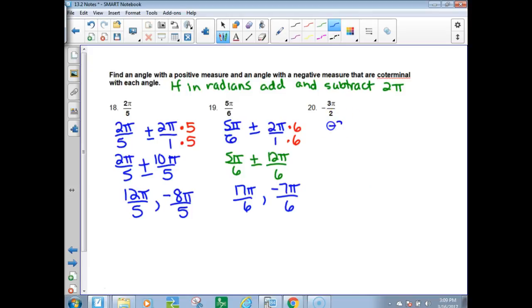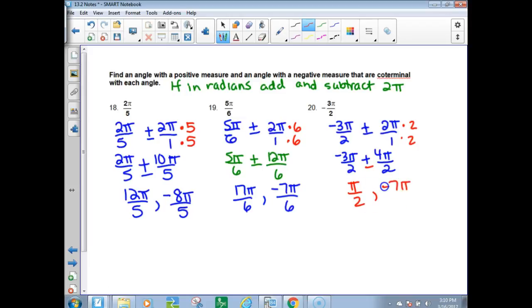All right, now, last one, negative 3 pi over 2 plus or minus 2 pi. I'm going to multiply this one by what? 2, top and bottom. Okay, I'm really showing all this work. I know some of you may have been able to write less than this, but I want it to be explained and shown clearly. Negative 3 pi over 2 plus positive 4 pi over 2 would be pi over 2. And negative 3 pi over 2, oops, I forgot to write the minus, negative 7 pi over 2.